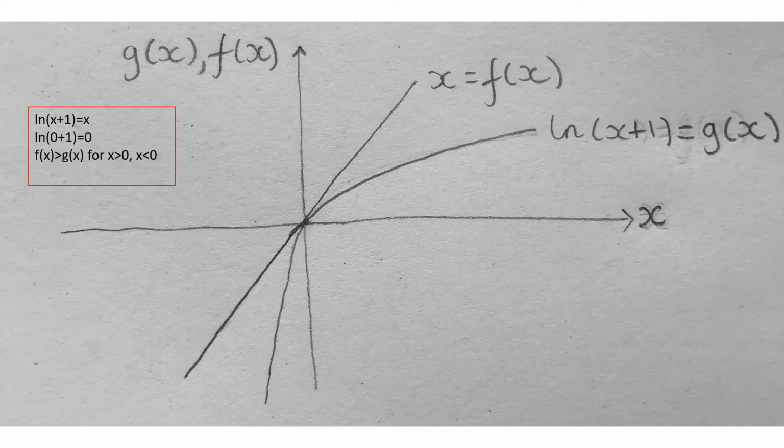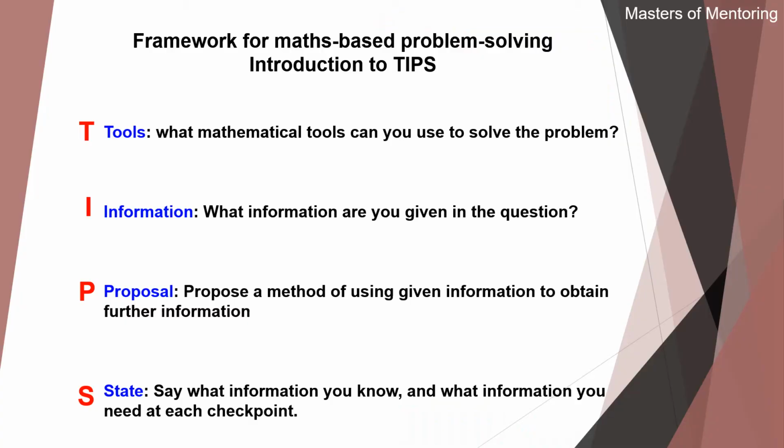Therefore, we can say that f of x is strictly greater than g of x, for x strictly greater than 0 and x strictly less than 0. However, at x equals 0, f of x equals g of x. Hence, I've shown how to solve an Oxbridge economics question via the TIPS technique.